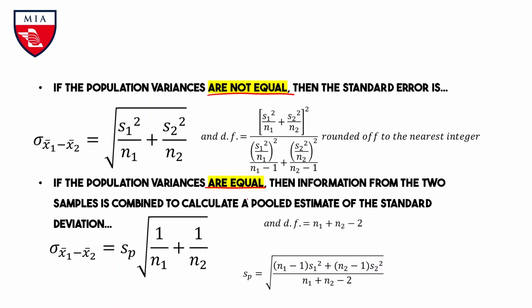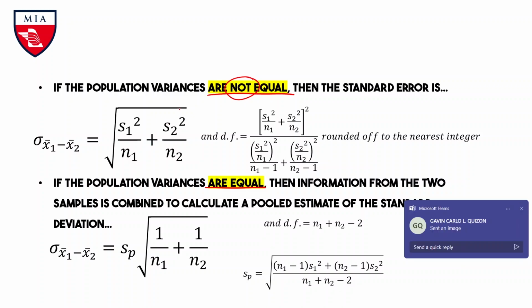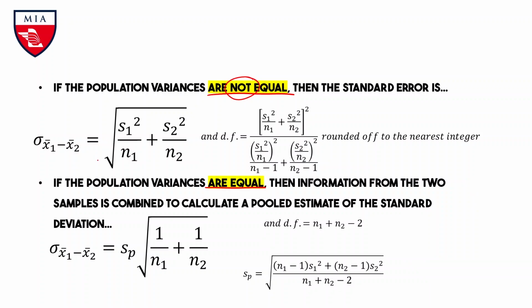So let's discuss first what is the standard error that we need to use if our population variances are not equal. So the standard error that you need to use here is the square root of s sub 1 squared all over n sub 1 plus s sub 2 squared all over n sub 2. Okay, therefore, this is our standard error. And our s sub 1 squared is your sample variance. In order for you to find the df, you will use this formula given.